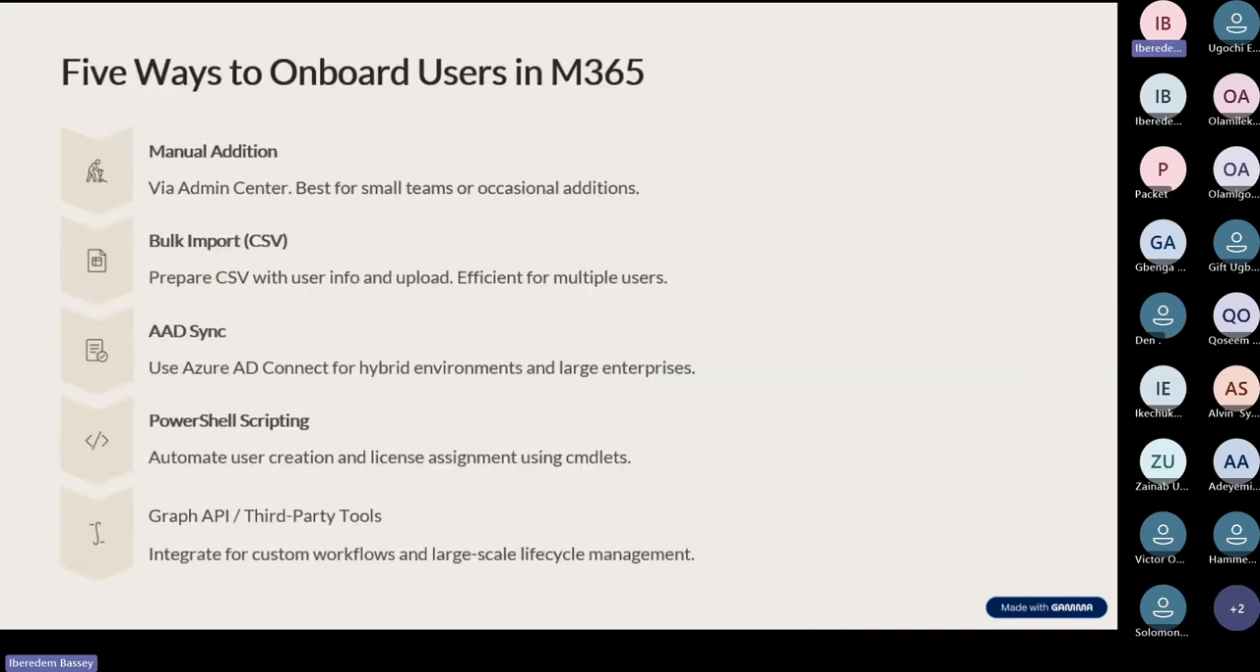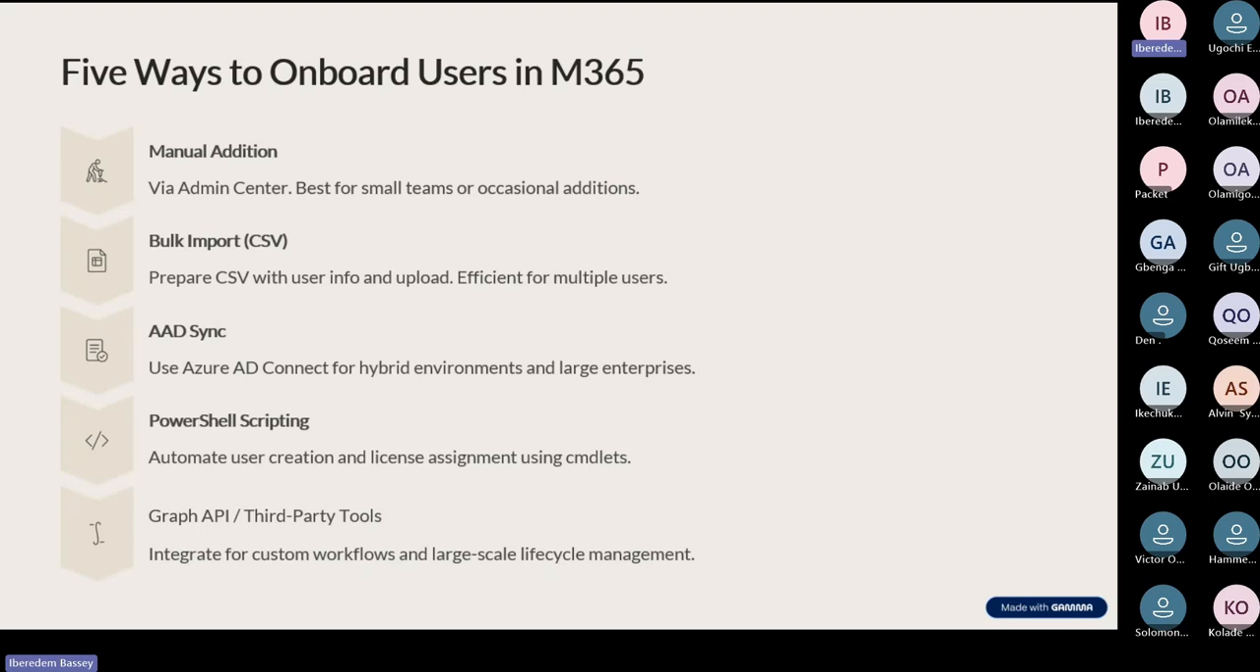And the next thing we're going to be looking at are the 5 ways we can onboard users in Microsoft 365. Now, the first way we're going to be looking at is the manual addition, where we use the admin center, and it is best for small teams or occasional additions. Now, for the admin center here, you can use the M365 admin center, you can use the Entra ID admin center, depending on your preference. But you also need to note that assigning of licenses is only made possible in the M365 admin center. You cannot assign licenses in the Entra admin center.